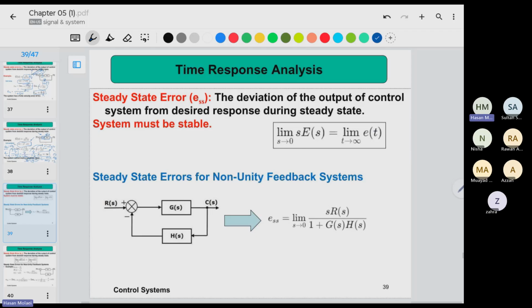So this is basically saying what we are talking about. This steady state formula is only valid when we know that the system is stable, right? Otherwise, this formula is not working. Once the system is stable, we can use this kind of formula to easily find the final value of the error.